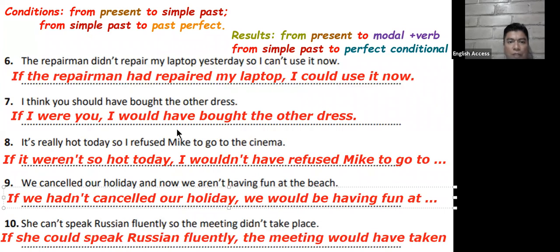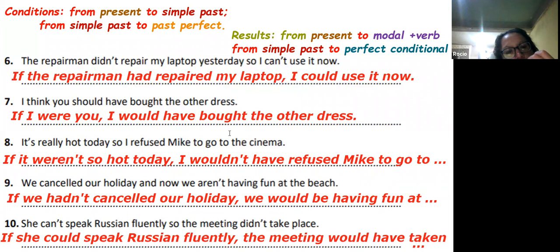And of course, we need to conclude it, right? I didn't conclude it because I have no more room. But you know what's the last part? If you could speak Russian fluently, the meeting would have taken place. All right, any questions?